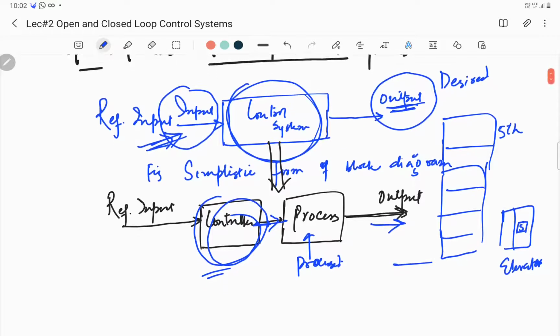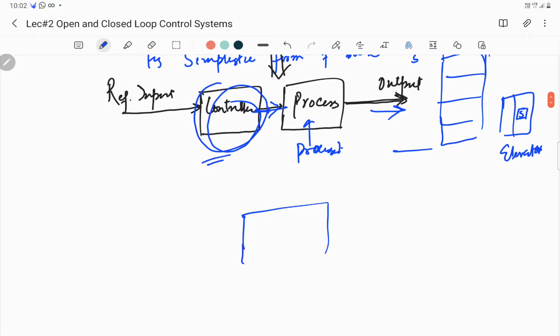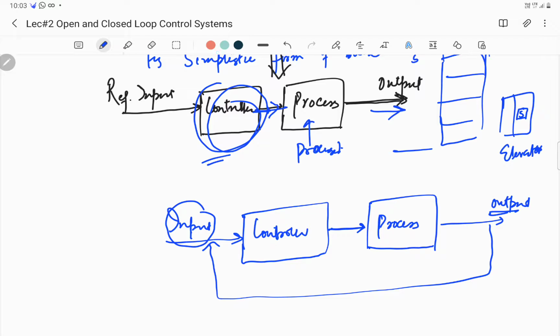Now, so far as these control systems are concerned, let me draw it again. We have a control unit and then a process. We have an input, we have an output. This is our controller, this is the process. If we look at these block diagrams, we see we are providing some input, we achieve an output, but there is no feedback from the output to the input. No feedback from the output to the input.